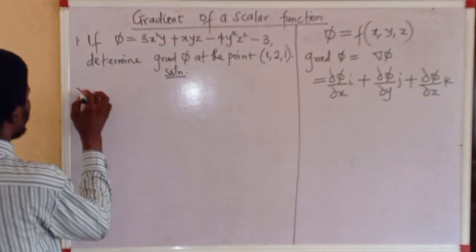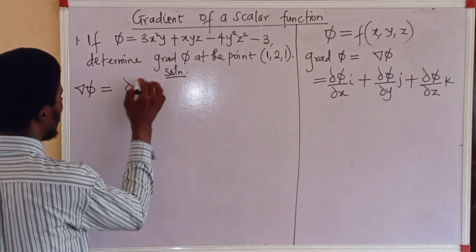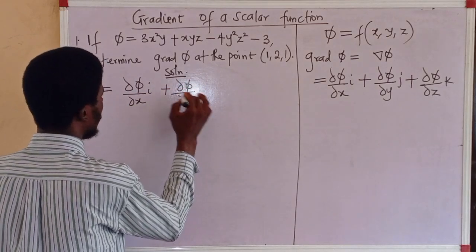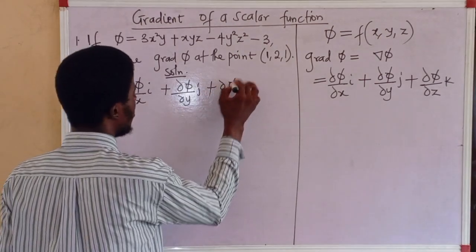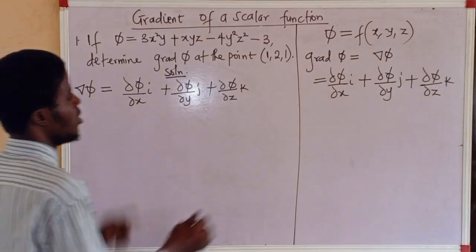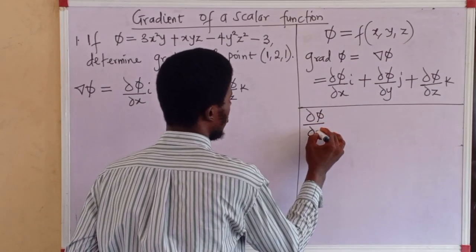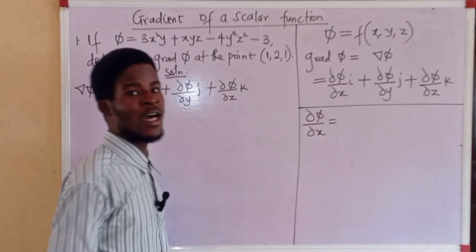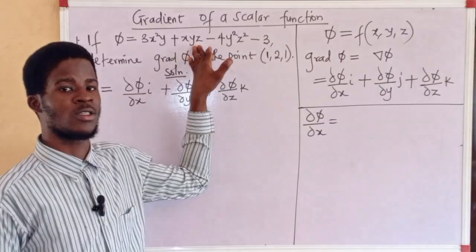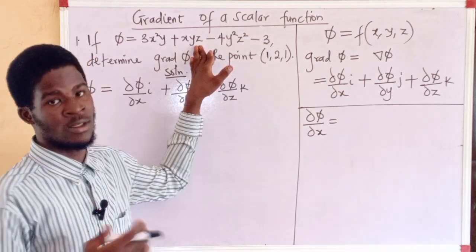As it is, the gradient of phi is equal to partial phi partial x times i plus partial phi partial y times j plus partial phi partial z times k. So let us determine partial phi partial x first. What is partial phi partial x? The partial derivative of phi with respect to x. So we're going to differentiate this function with respect to x. That means all other variables, y and z, will be treated as constants.